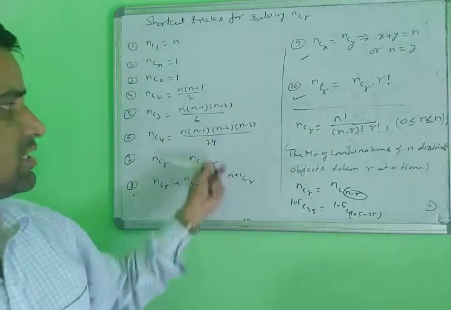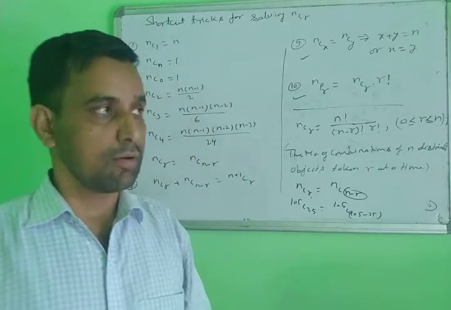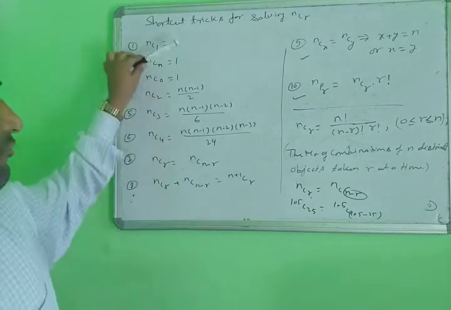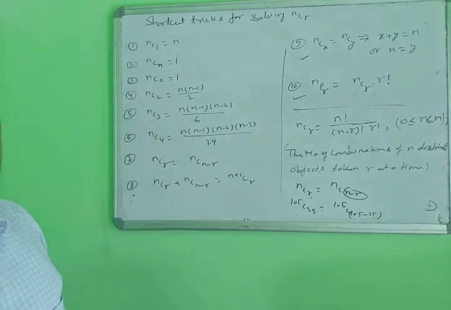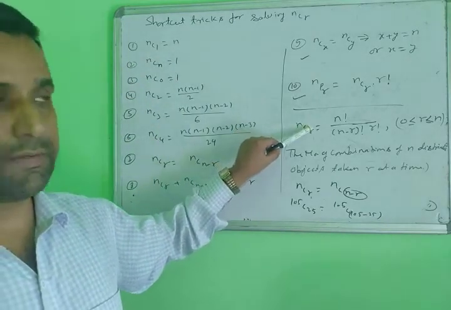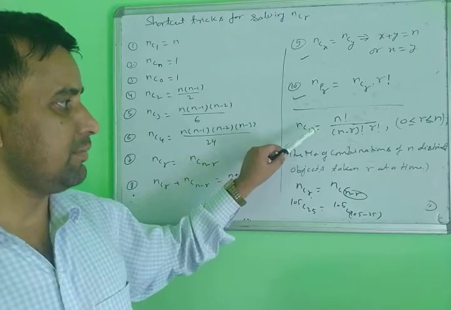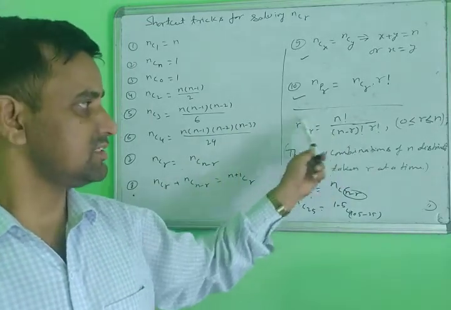These shortcut identities are helpful when you are calculating combination problems. They make calculations easy. But this is the general identity of the combinations. What is the meaning of this general identity?